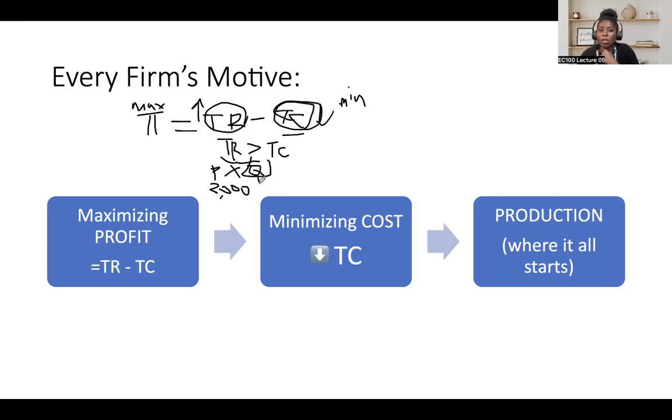If you are able to produce 100 cups, print and brand 100 cups, and then sell all of them at this cost per piece, if you multiply this and this, you're going to get about 200,000 shillings. So that's going to be your total revenue.